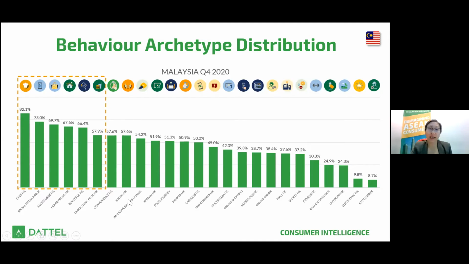And as you can see, we have the top 6 here, which happen to be the same in Thailand as well, although in different order. These top 6 are the same set of behavior archetypes that we see in Malaysia as well as in Thailand, and the rest of them are a bit of a different mix altogether. So let's quickly go through each of them.